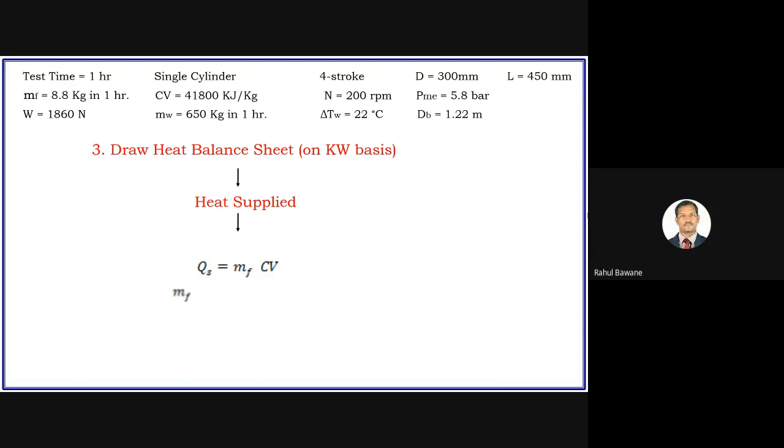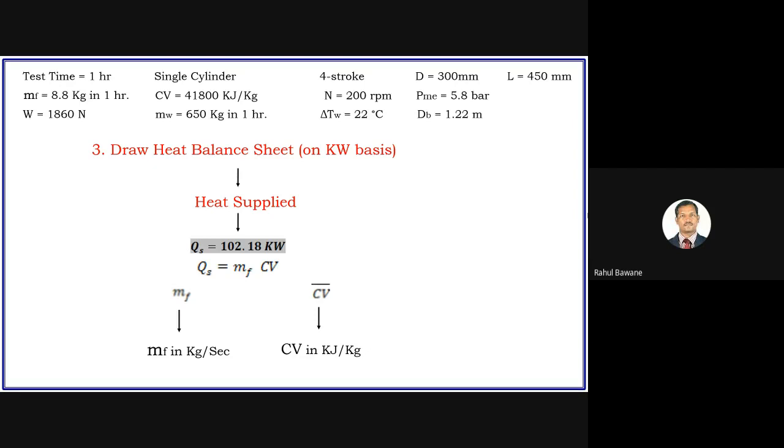MF, as we are drawing this heat balance sheet on kilowatt basis, that means kilojoule per second, so MF should be kg per second. Here MF is given as 8.8 kg per hour, so we have to convert it into kg per second. Calorific value is given as 41800 kilojoule per kg, so it is kept as it is. The multiplication of MF into CV will give 102.18 kilowatt.